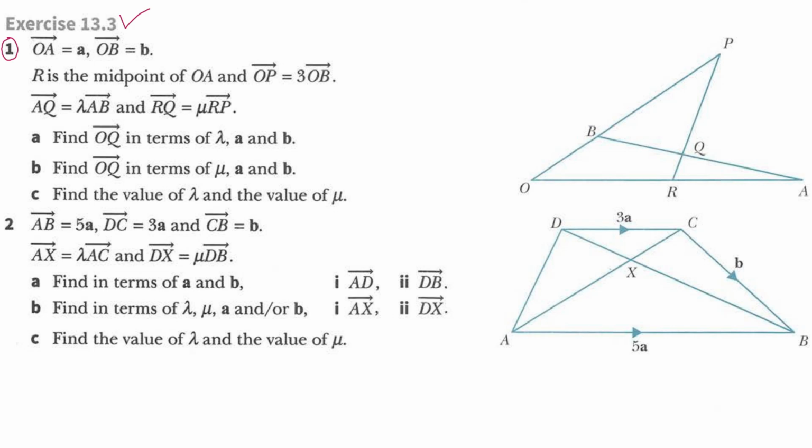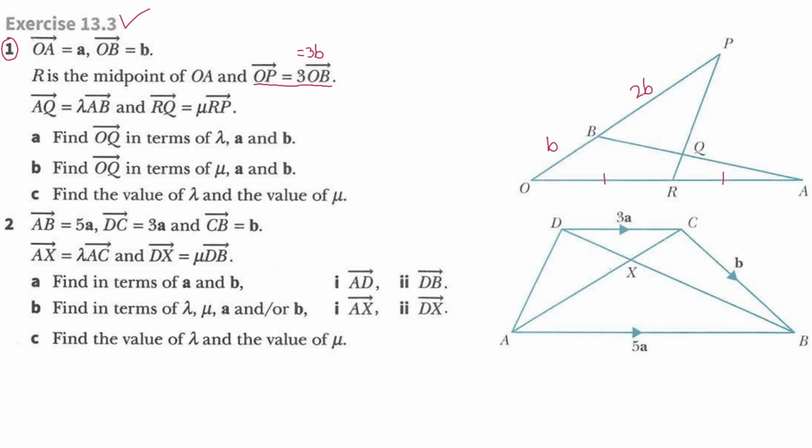So let me put the values there. OA equals A, OB equals B. R is the midpoint of OA, so we can write OR and RA are equal. Another piece of information: OP equals 3OB. If we put the vectors according to their lines, OB is B, and OP equals 3OB, which means 3B. OB equals B, so the remaining part BP we can write as 2B.